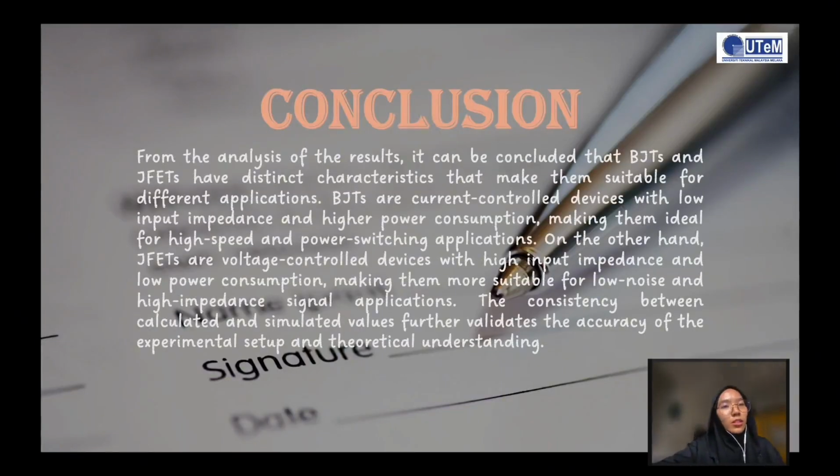To conclude, from the analysis of the results, it can be concluded that BJT and JFET have distinct characteristics that make them suitable for different applications. BJT, as I explained before, is a current control device with low input impedance and higher power consumption, making it ideal for high speed and power switching applications. Meanwhile, JFET is a voltage control device with high input impedance and low power consumption, more suitable for low noise and high impedance signal applications.